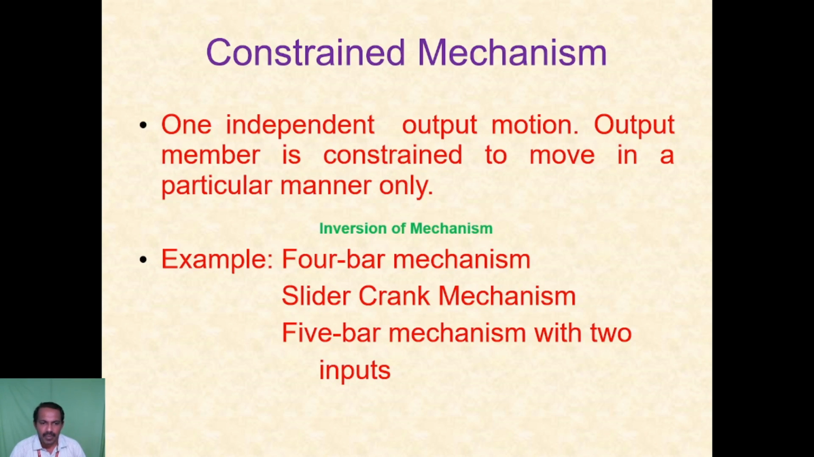Constrained mechanism: a good example is the 4-bar mechanism, slider crank mechanism, and 5-bar mechanism with 2 inputs. A constrained mechanism has one independent output motion.